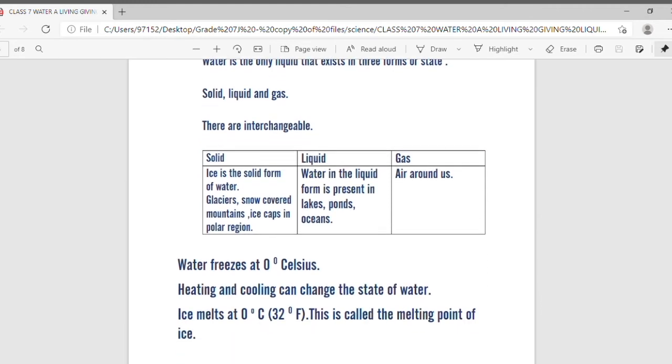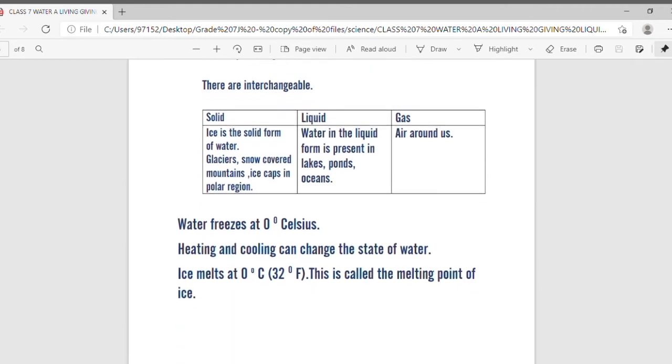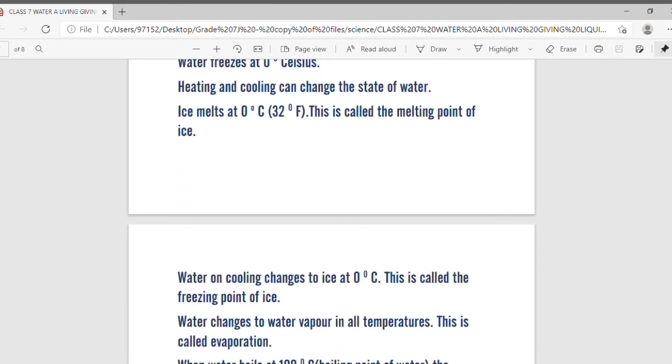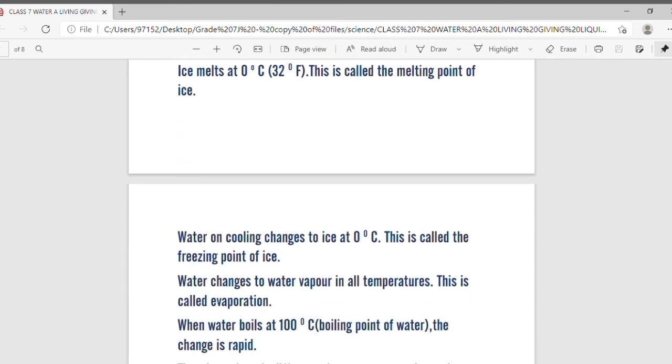Heating and cooling can change the state of water. This you should know. Heating and cooling can change the state of water. What are the different states? Solid, liquid, gas. They can get converted into any state. Ice melts at 0 degrees centigrade. This is called melting point of ice. Water on cooling changes to ice at 0 degrees centigrade. This is called the freezing point of ice.